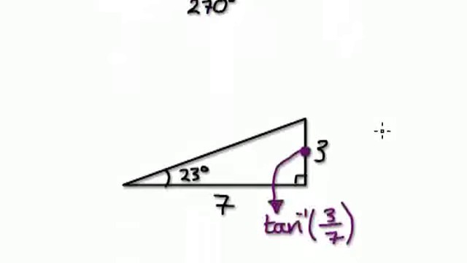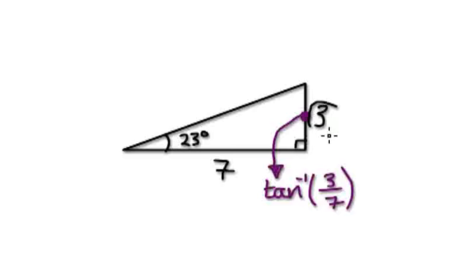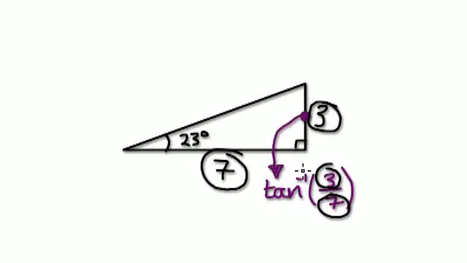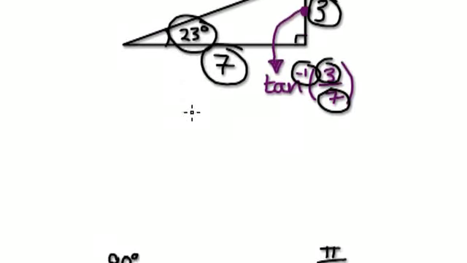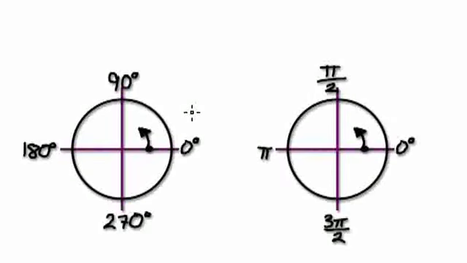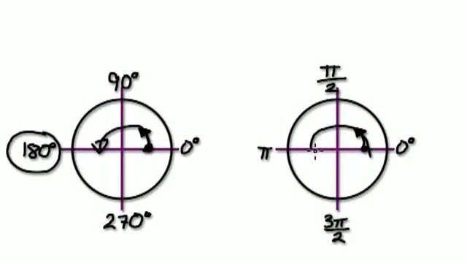And when we were working with trigonometry, if you get 3 here, you get 3 divided by 7, and then you inverse tan, it will give you 23 degrees. Well, an alternative to using degrees is to use radians. So from here to here, it would give you 180 degrees. Well, with radians, from here to here, it would be pi.